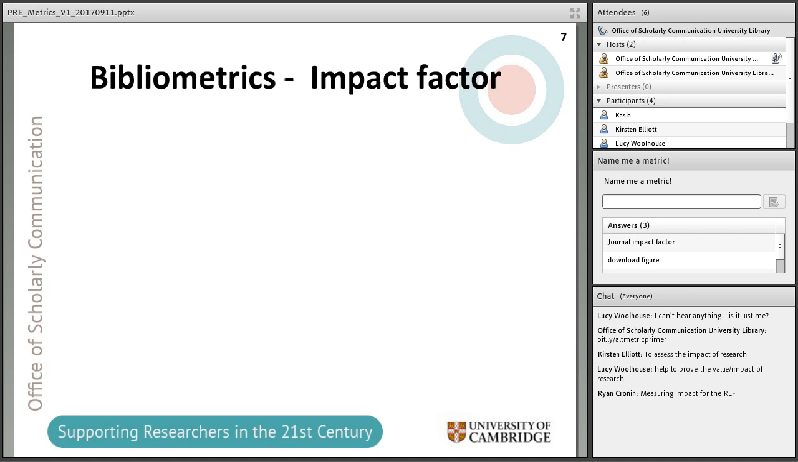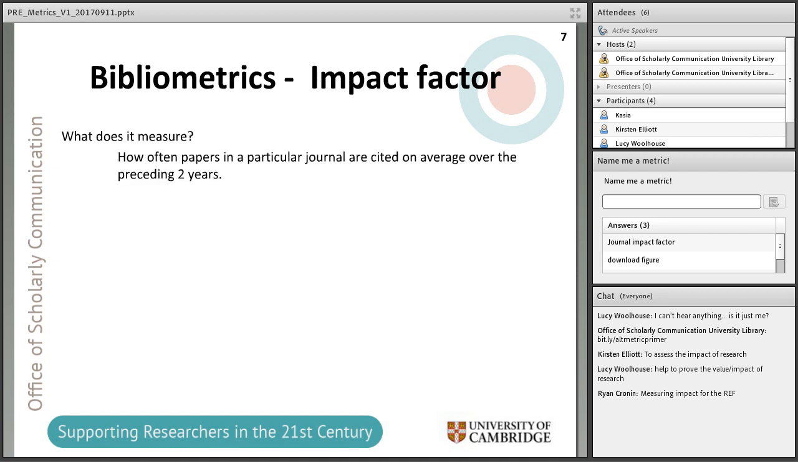So I'm going to start talking about the impact factor. So what does it measure? This is the first question. Don't worry, this isn't a poll. It measures how often papers in a particular journal are cited on average over the preceding 2 years. So it looks at all the papers that are published in Nature, and then has a look at how often they were cited in the 2 years before.